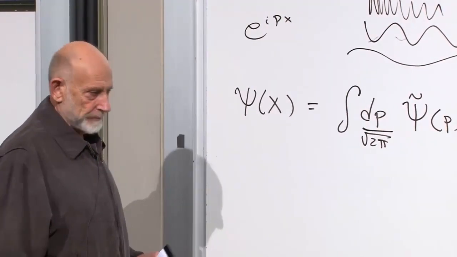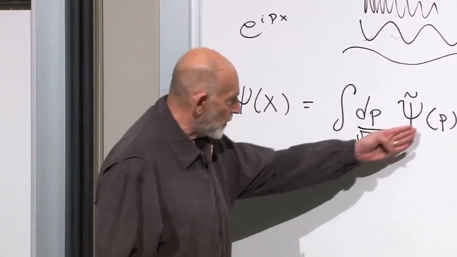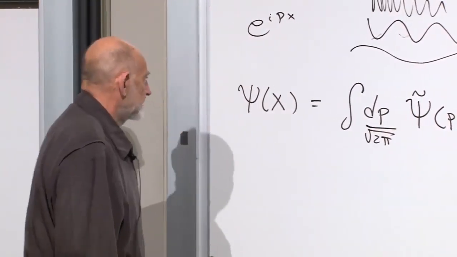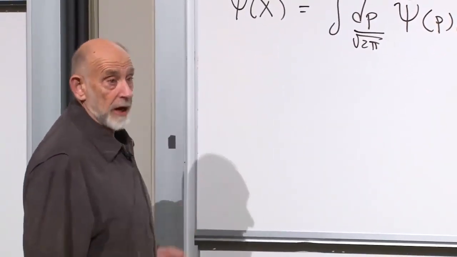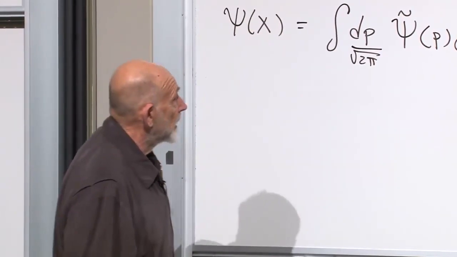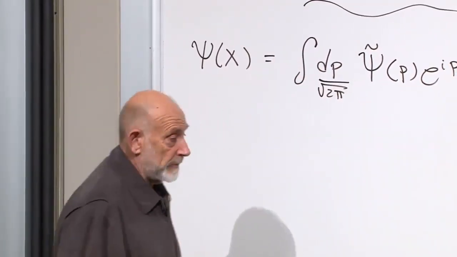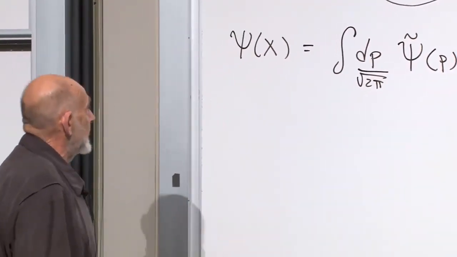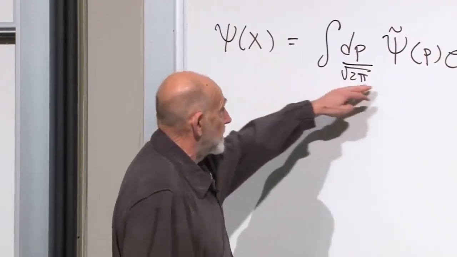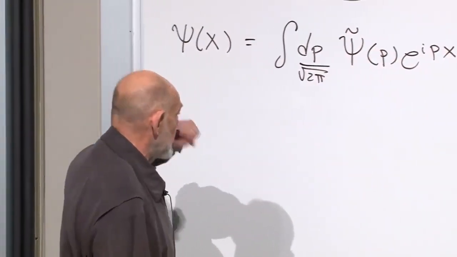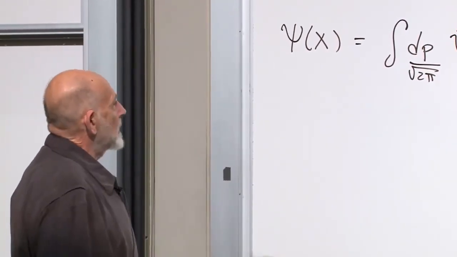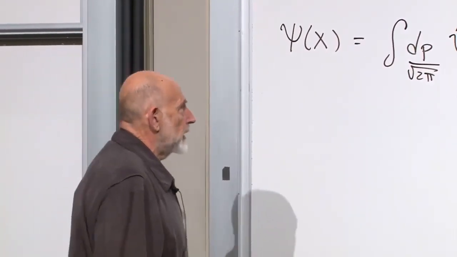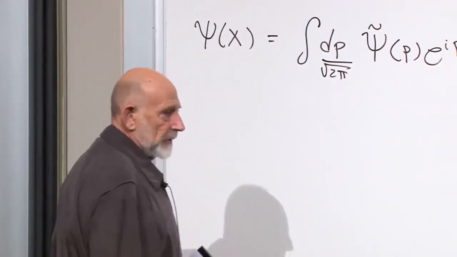That's a convention. We could have absorbed it into psi twiddle of p. Is psi twiddle complex? Psi twiddle typically is complex, and so will psi of x be complex. That's a good question. Both of them I intend for the moment to be complex. Now, it may happen that one of these is real and the other one is complex. That can happen, but at the moment we're just interested in arbitrary complex functions. All right, the question is, how do you reconstruct psi twiddle of p from psi of x?